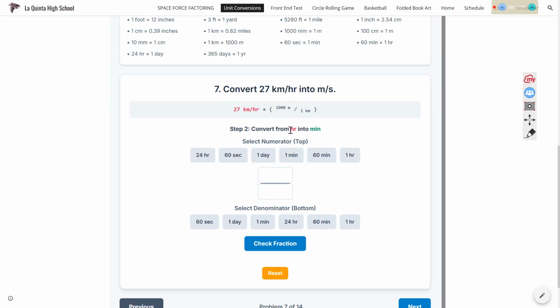Okay, the next thing is to go from hours into minutes. But we know that the hours have to go on bottom, and we know in 1 hour there's 60 minutes. So if we check the fraction, what does it say? What did we do wrong? Okay? Well, again, if we look at this, we know the hours have to be on bottom and the minutes should be on top, right?